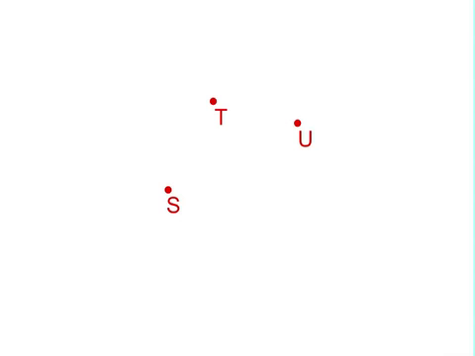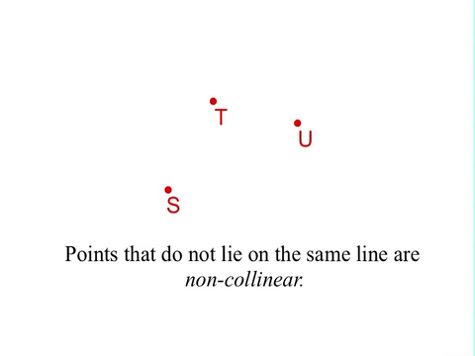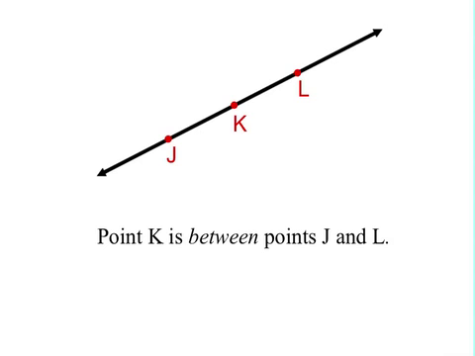Here are 3 more points. They do not appear to be lined up. Points that do not lie on the same line are non-collinear.